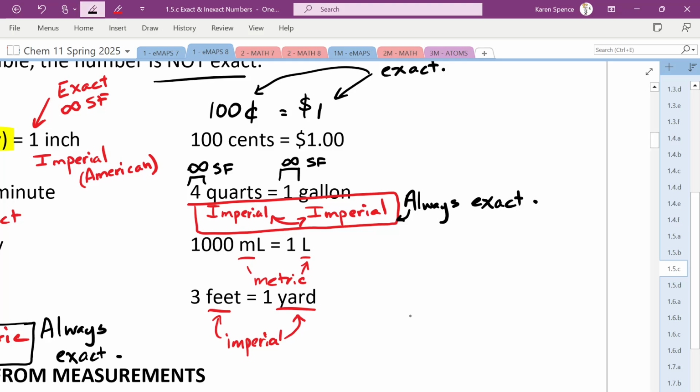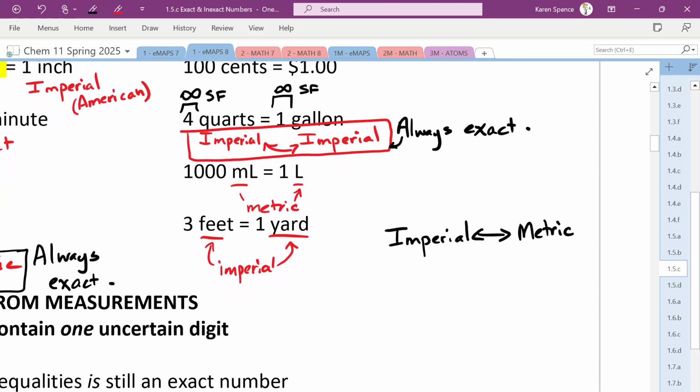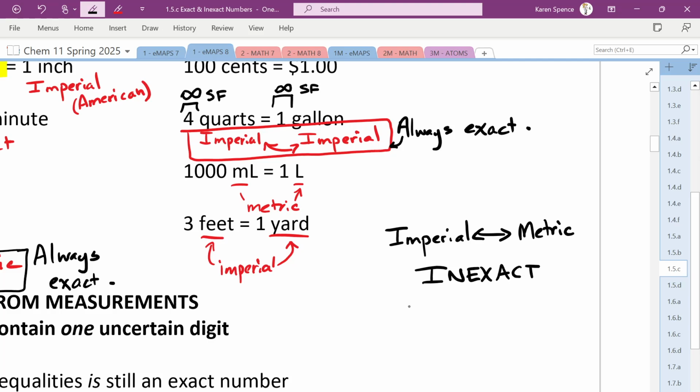But if we go between imperial to metric, it's going to be inexact. At least for the decimal number. There's going to be one number that's just a 1. Okay? And then there's going to be a number that has a decimal in it. The 1 will be exact.